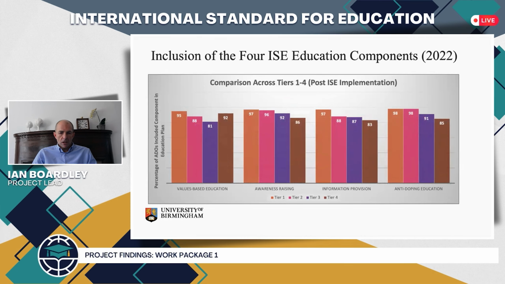Now we're again focused on post-ISE implementation, so the 2022 completion. If we look across values-based awareness raising, information provision and anti-doping education across the 4 tiers, we're not seeing too many differences. We're seeing high levels of compliance, but on the whole we are seeing that drop from tier 1 to tier 3, and then that slight increase for tier 4, at least for some of the components, if not for all. In particular, the one to highlight here, I think, is that values-based education, again, is a little bit lower than for the other 3 components.